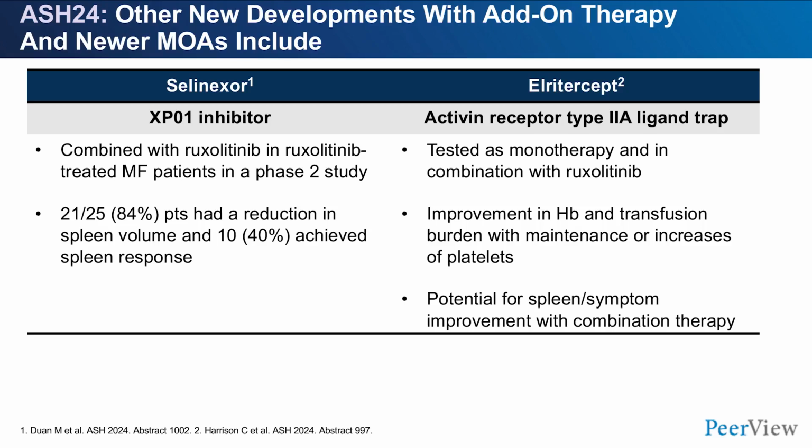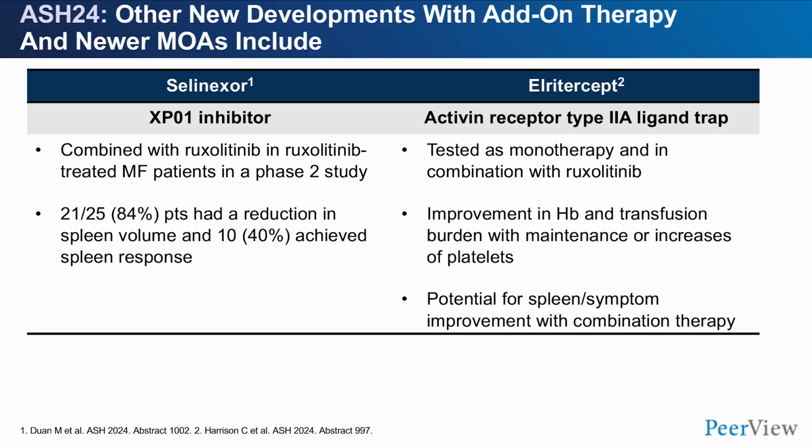Something that looks very interesting is selinexor. So what this does is it traps BCL-XL in the nucleus, and it prevents export so it can't promote survival of the malignant stem cell populations. When combined with ruxolitinib, this is showing some significant activity in patients with myelofibrosis. It's a phase 2. 84% of patients had a reduction in spleen volume, and about 40% achieved a spleen response. So that one, keep your eyes on that one. That's an oral abstract, 1002 in your abstract book on Monday at 5:45 p.m.